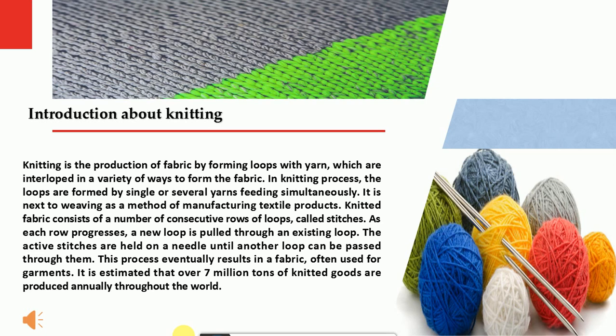Knitted fabric consists of a number of consecutive rows of loops, called stitches. As each row progresses, a new loop is pulled through an existing loop. The active stitches are held on a needle until another loop can be passed through them. This process eventually results in a fabric, often used for garments.